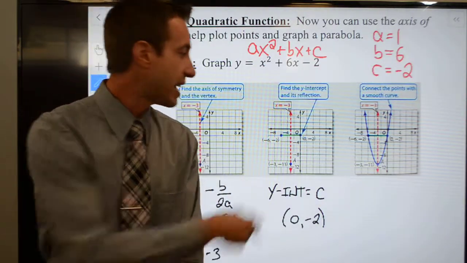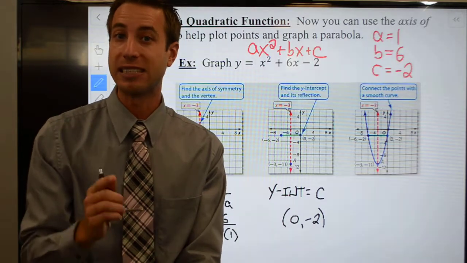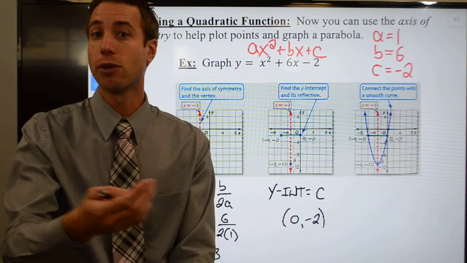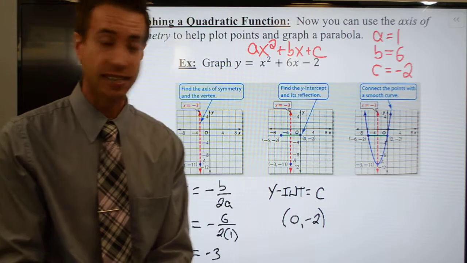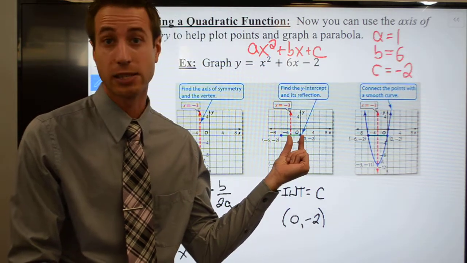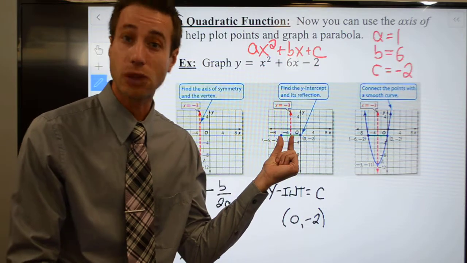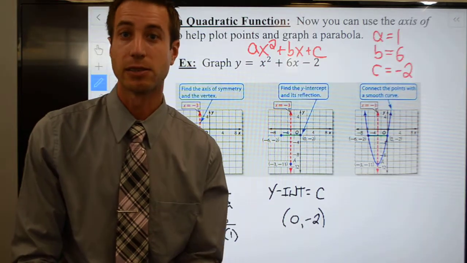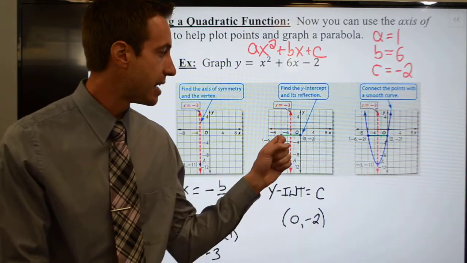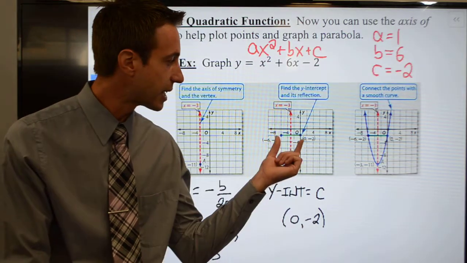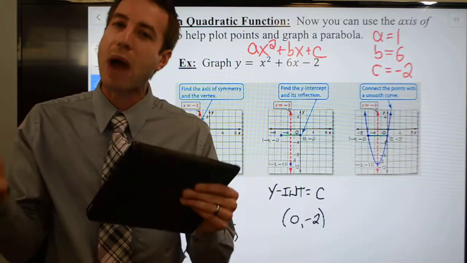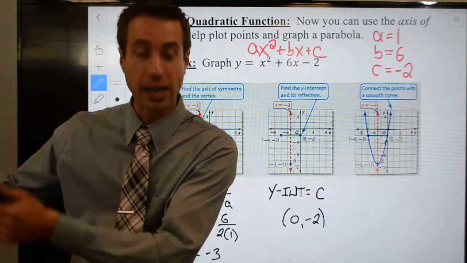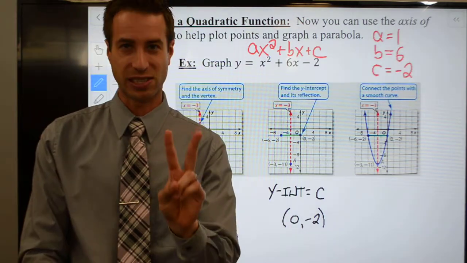Well, we know that the axis of symmetry splits the parabola down the middle. So how do I get this second point? Just go 3 units past the axis of symmetry. Since this distance right here is 3 units, this distance right here must also be 3 units. If my axis of symmetry is at -3, subtract 3 and you'll plot your point at -6. So that's how you get those 2 points. It's symmetric around that axis of symmetry. Once you find the y-intercept, just go the same distance on the other side of the axis of symmetry and you'll have your second point.